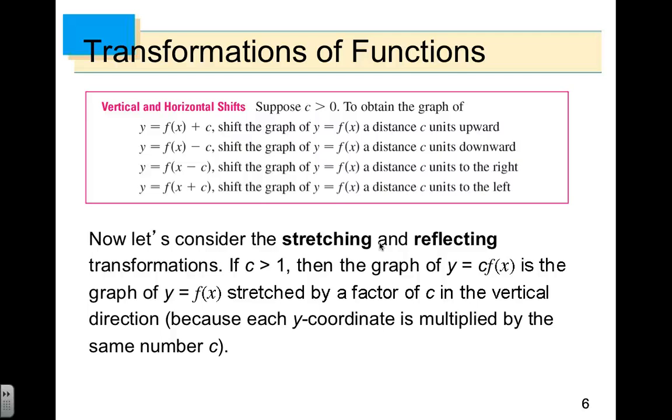Another transformation that we can do with functions is stretching and reflecting. Considering if c is greater than 1, then the graph of the function y equals c times f of x is the graph of y equals f of x stretched by a factor of c in the vertical direction, because each y coordinate is multiplied by the same number c.